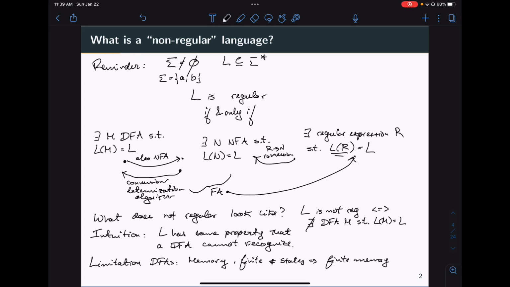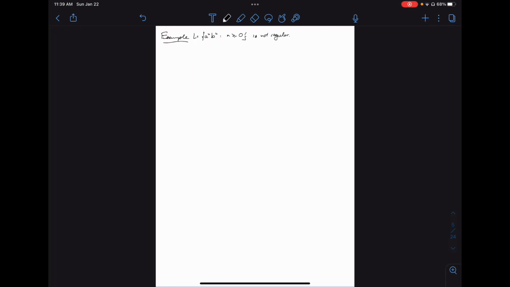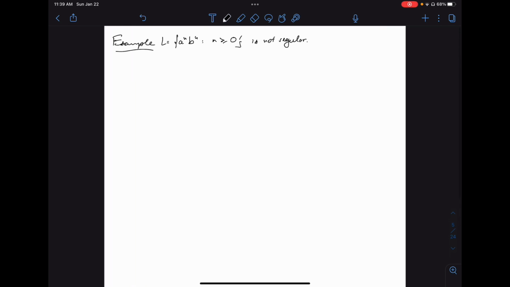And so let's look at a concrete example to see exactly what I mean by finite memory being the limitation of DFAs. To do that, we can look at the classic example of A^n B^n. You might have already seen this example, in which case you know that A^n B^n is not regular. If you haven't seen it already, then you can just believe me for now that A^n B^n is not regular. It's going to be proved formally with the pumping lemma. But what I want to do here is give you the intuition as to how to recognize that some language is not regular.